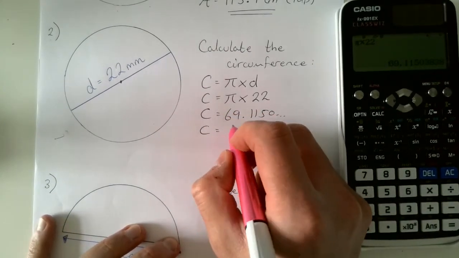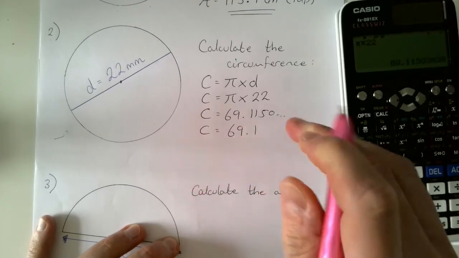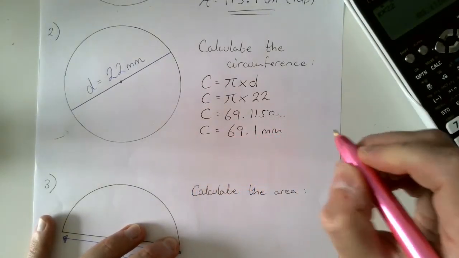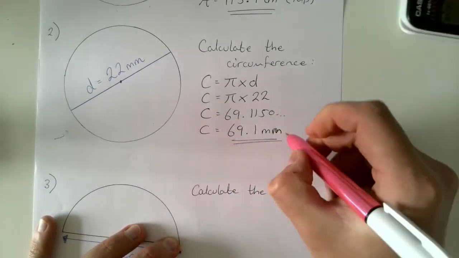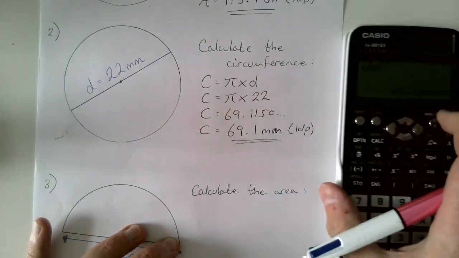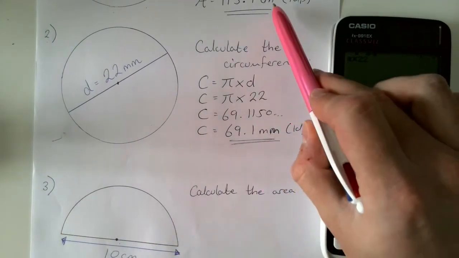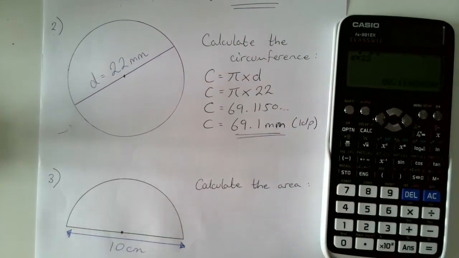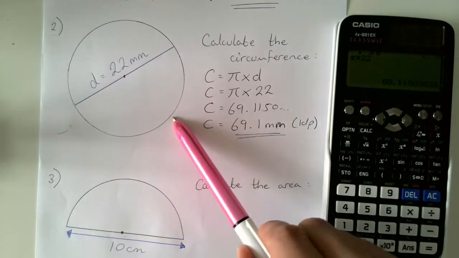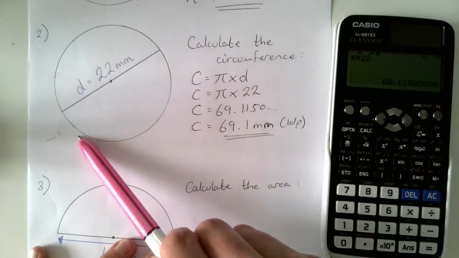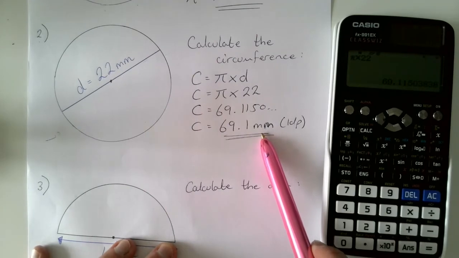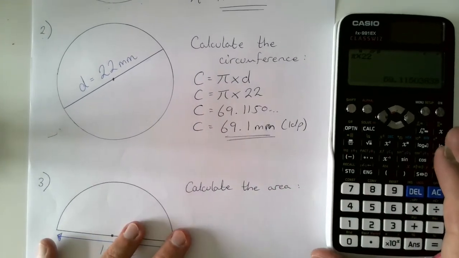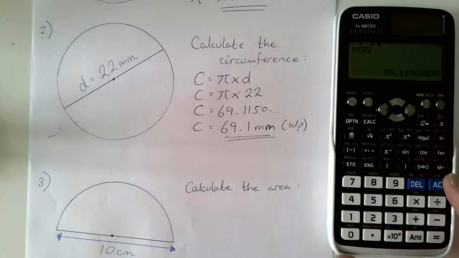So to one decimal place, the circumference is 69.1 millimeters. I was going to say millimeters squared, but it's not. Now it's probably tempting to put millimeters squared because that's what I put squared on the first answer, but we're not looking at an area this time. We're looking for the circumference, which is this length around the outside of my circle. So it's not an area, it's a length. So that means I just leave it as millimeters. I don't need to put millimeters squared because it's a length and not an area.